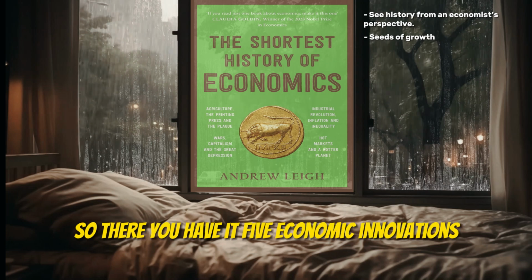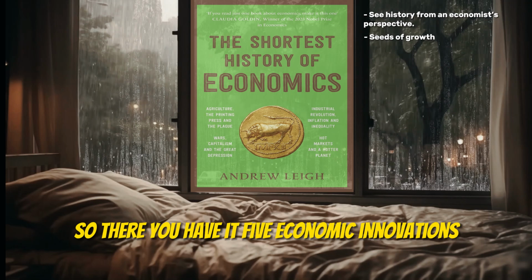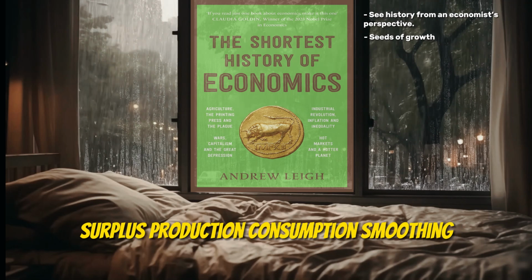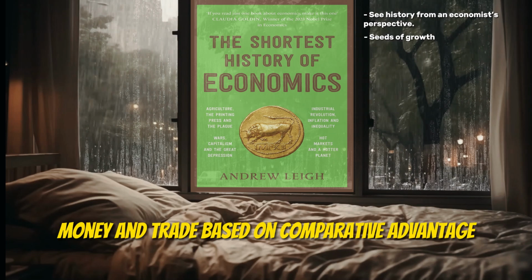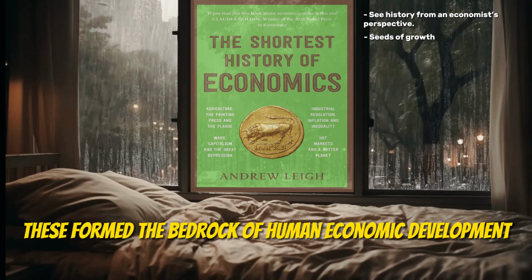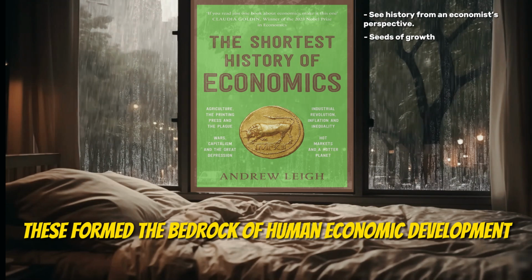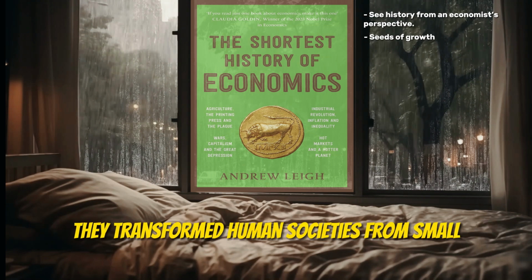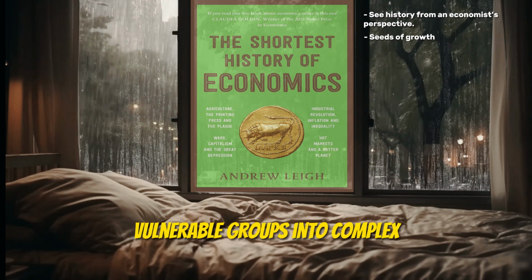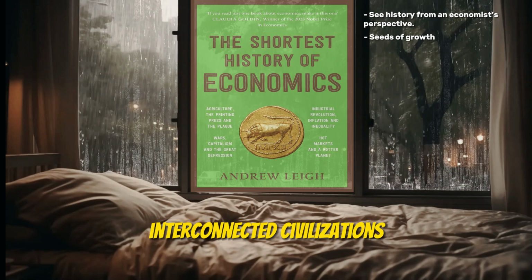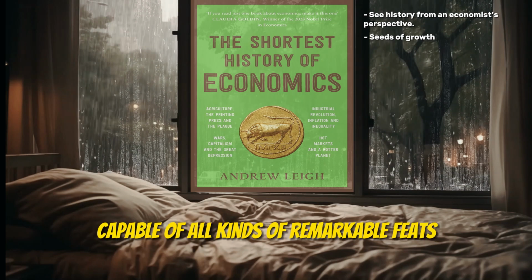So, there you have it, 5 economic innovations: surplus production, consumption smoothing, specialization, money, and trade based on comparative advantage. These formed the bedrock of human economic development. They transformed human societies from small, vulnerable groups into complex, interconnected civilizations capable of all kinds of remarkable feats.